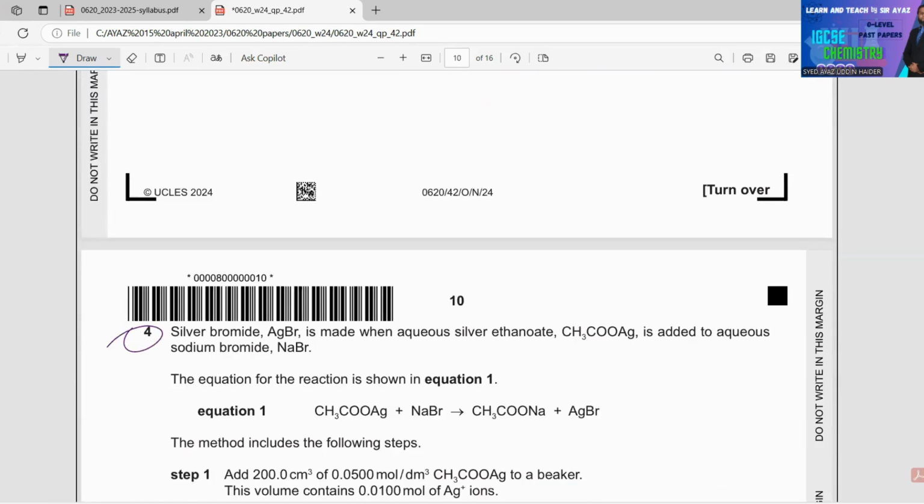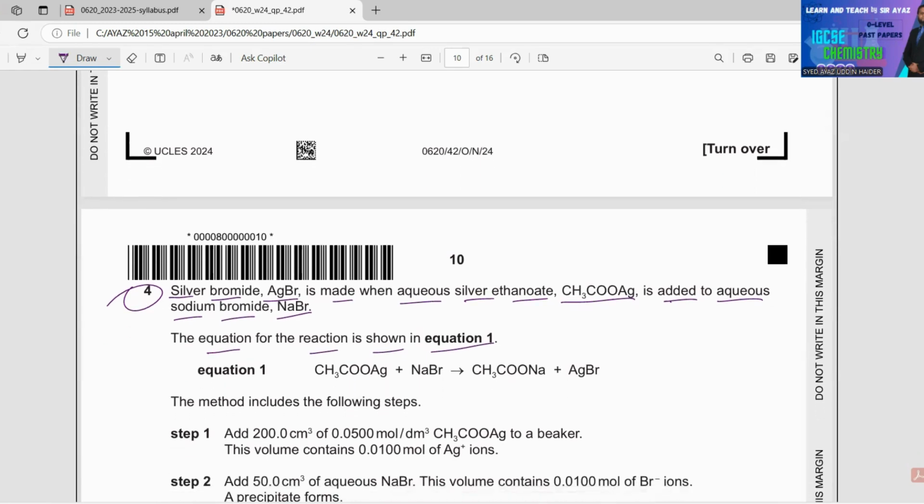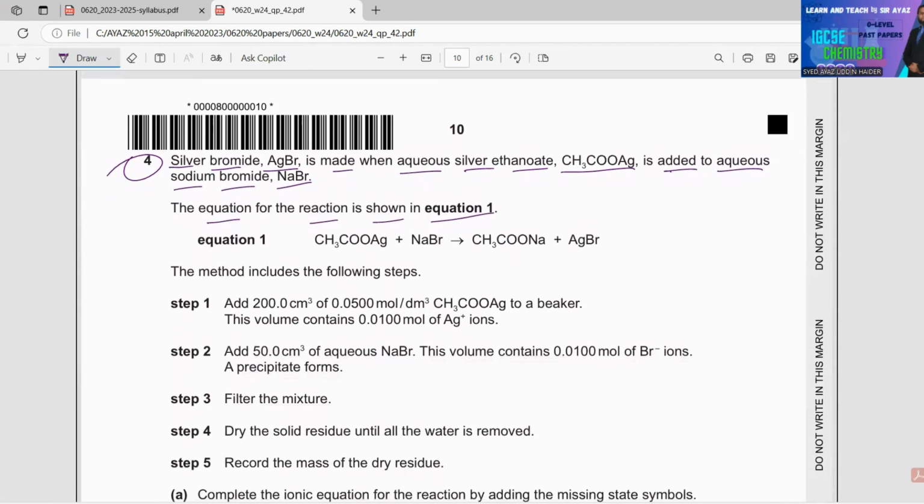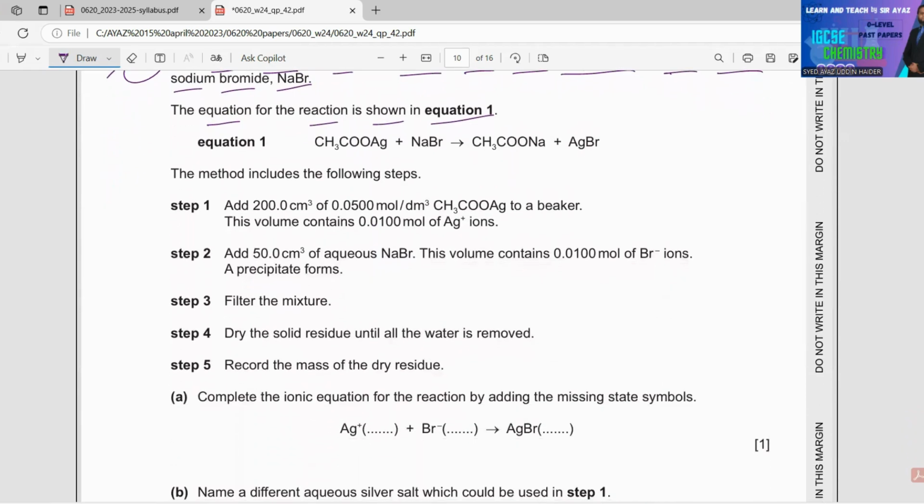Question number 4. Silver bromide AgBr is made when aqueous silver ethanoate CH3COOAg is added to aqueous sodium bromide NaBr. The equation for the reaction is shown in equation 1. So here's equation 1, CH3COOAg plus NaBr gives CH3COONa plus AgBr. The method includes the following steps.